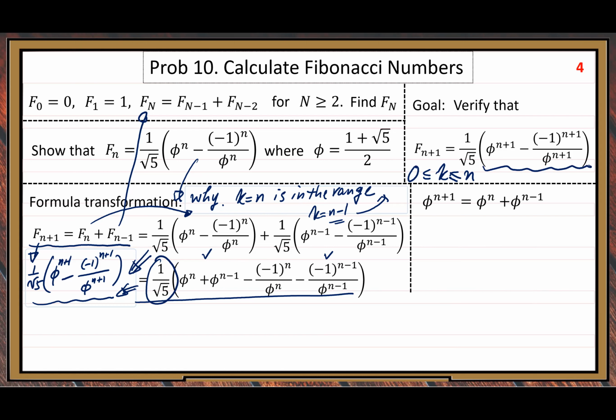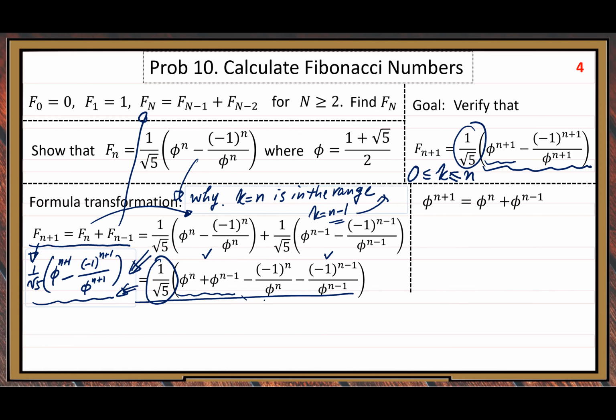To prove it, let's compare. Because 1 over root 5 is the same on both sides, we can ignore 1 over root 5. We just compare that big parenthesis, everything inside that big pair of parentheses. Then the integral terms, they have the same type of structure, right? The power function or polynomial function. You can call it polynomial function. That kind of structure.